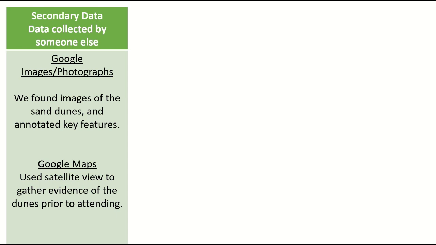But it wasn't just primary data that we collected. We also used secondary data, and that is data collected by somebody else. One of the big things we did was we went on Google Images and photographs, and we found images of these sand dunes, and we annotated key features. What that was good for was it helped us identify things that we may not have seen when we went in those sand dunes. But more importantly, we also used Google Maps as well.